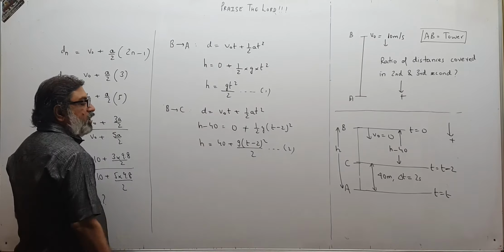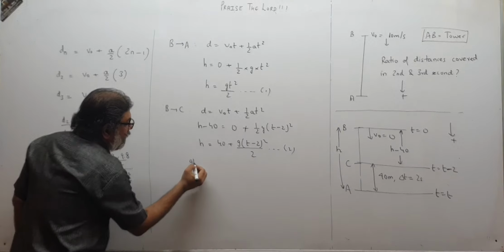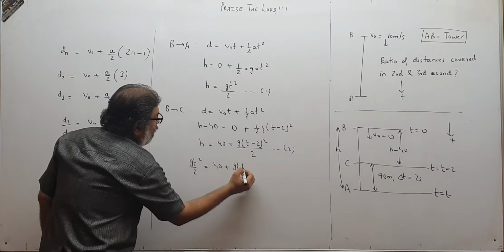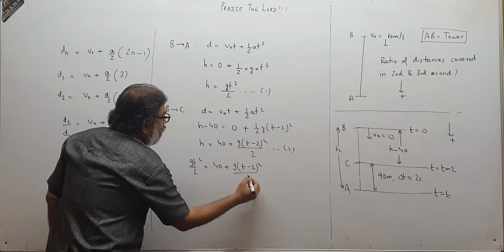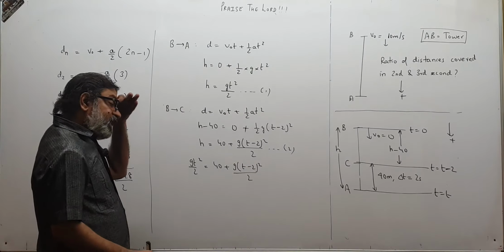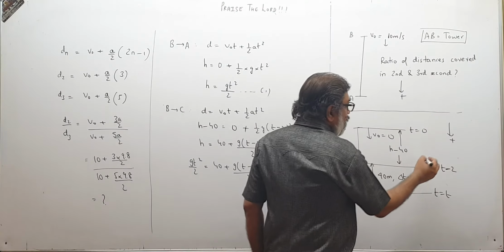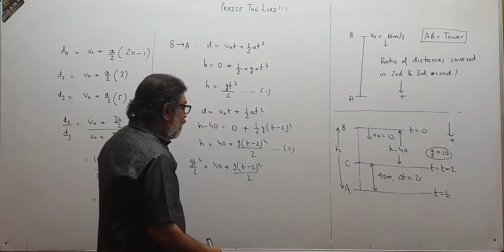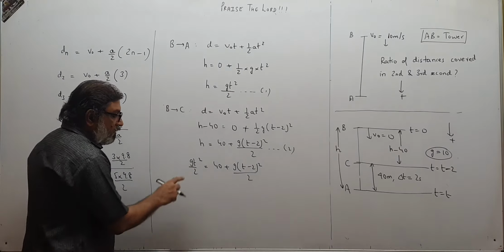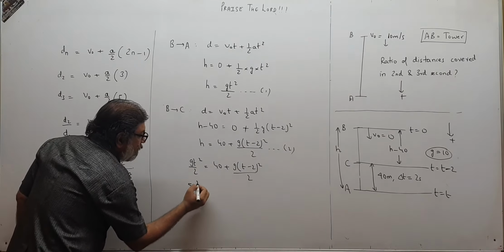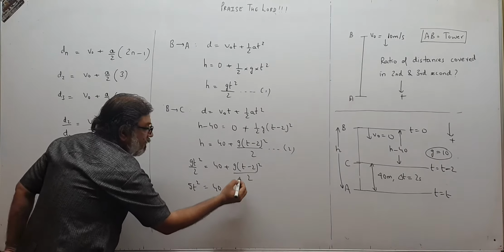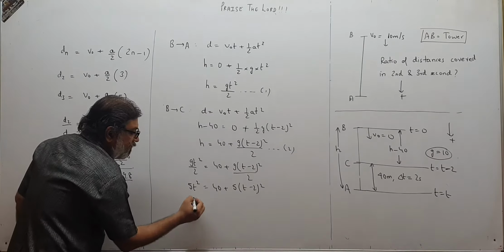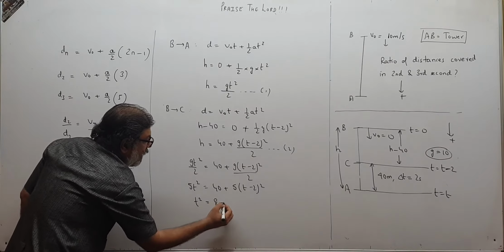From first and second, to equate H, so GT squared upon 2 becomes equal to 40 plus G (T minus 2) squared upon 2. I would suggest you take G as 10 over here to simplify the calculations, otherwise it will be difficult. So take G as 10, so this becomes 5T squared is equal to 40 plus 5 into (T minus 2) whole squared. 5 cancels out.